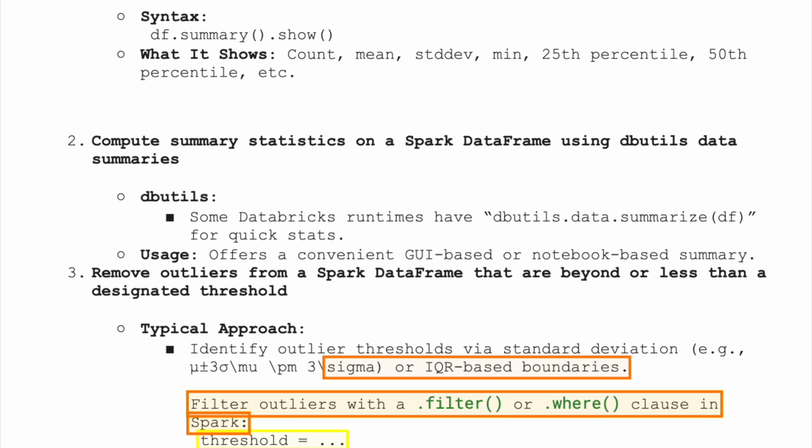5. Describe the process of one-hot encoding categorical features. Process: 1. Map each categorical level to a unique integer index. 2. Convert each index into a binary vector with length equals number of categories. 3. One category is hot (1) while others are 0. Spark: StringIndexer plus OneHotEncoder estimator.